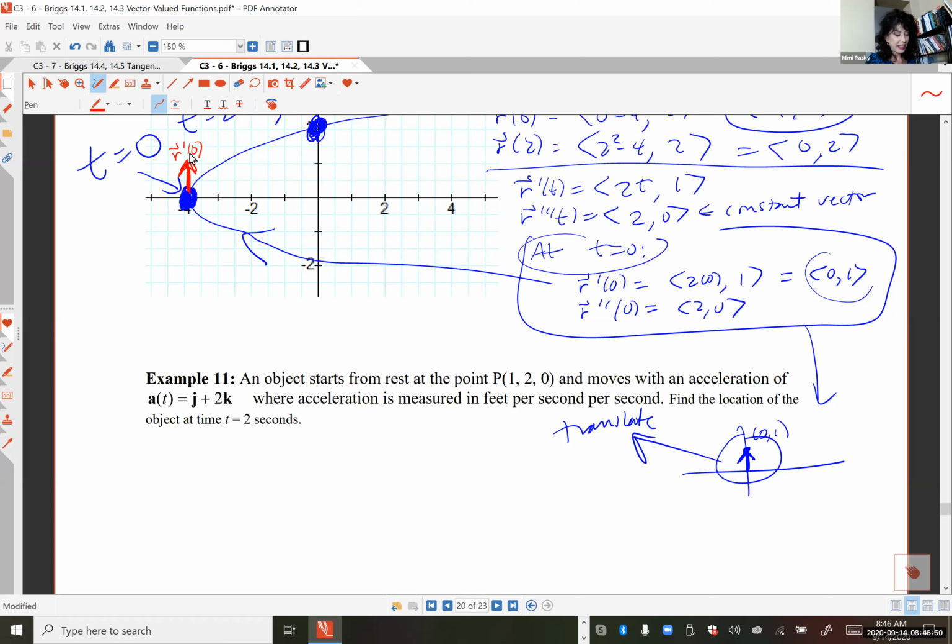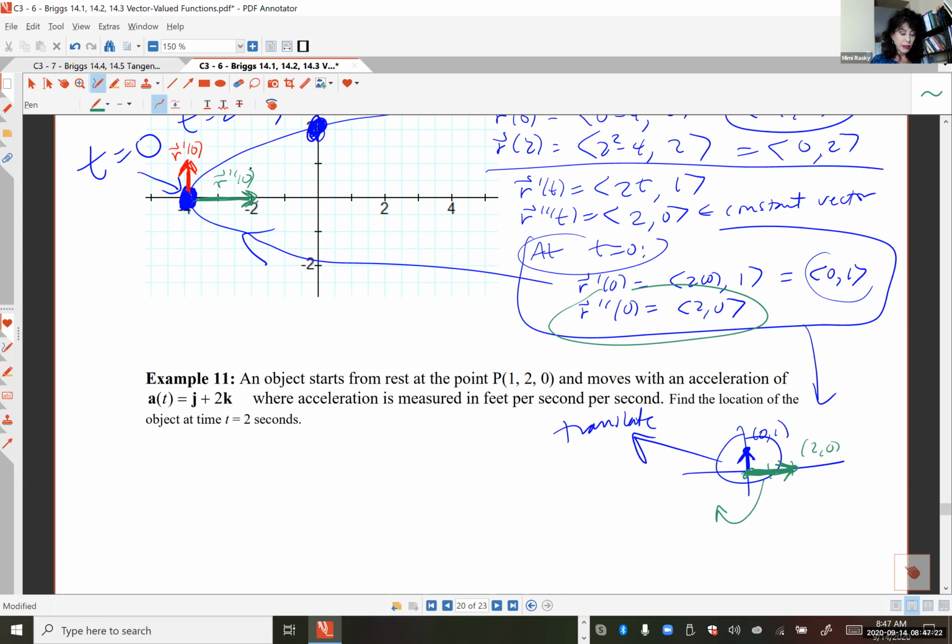Now let's do the acceleration vector. If you graph that guy in standard position, you first find the point 2, 0 right there on the x-axis, and then you graph starting with the initial point at 0, 0. And then you translate this guy. Notice he's 2 units in length. So there's your r double prime of 0. Notice that in this particular case, the velocity and acceleration vectors do look like they're orthogonal at that moment.